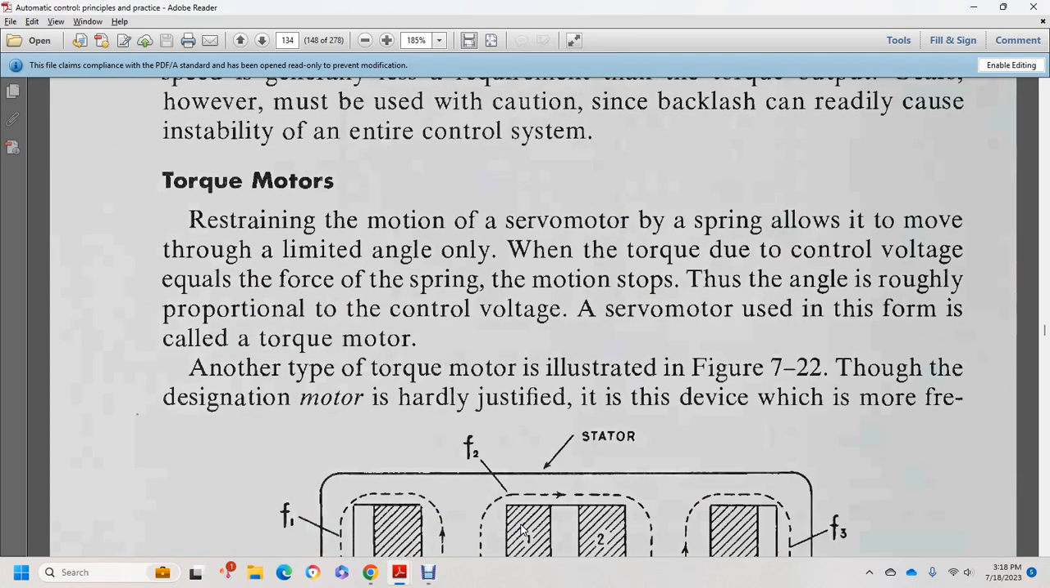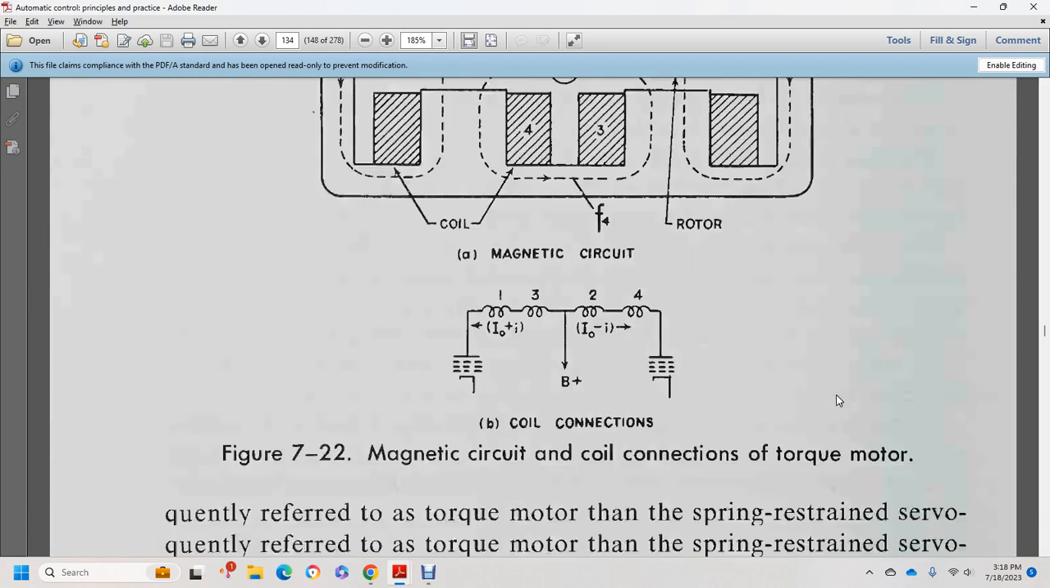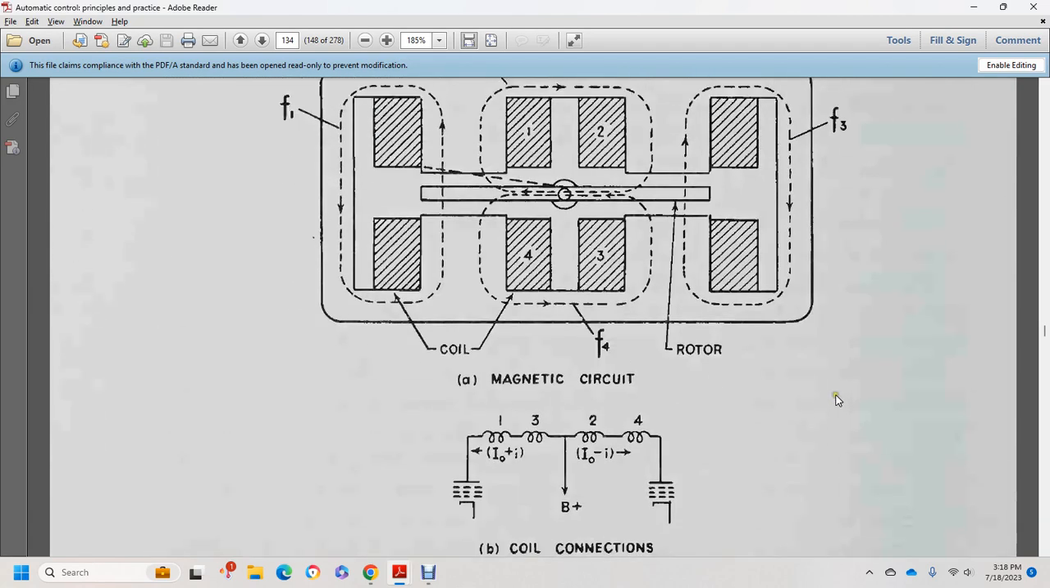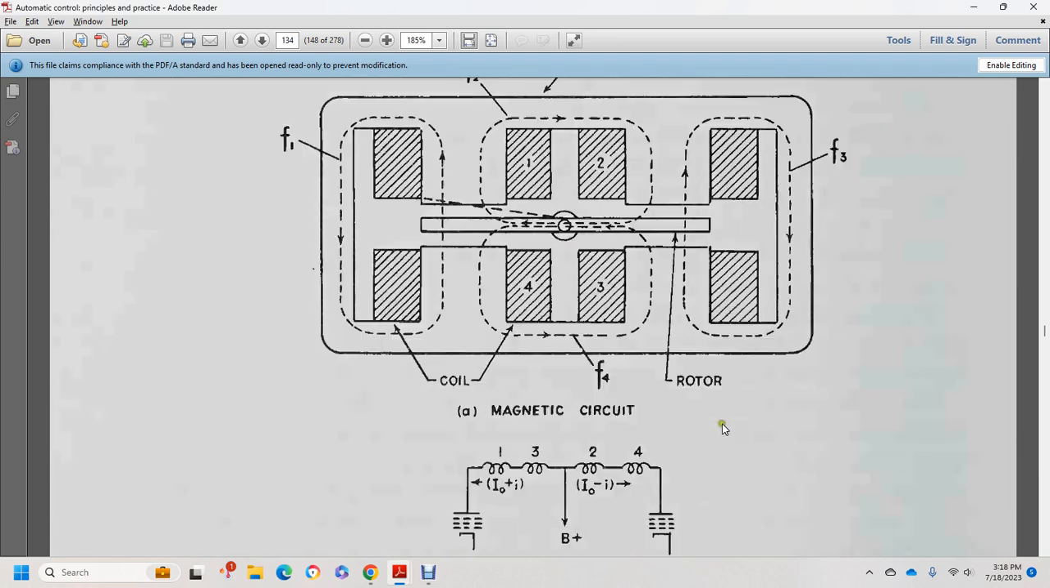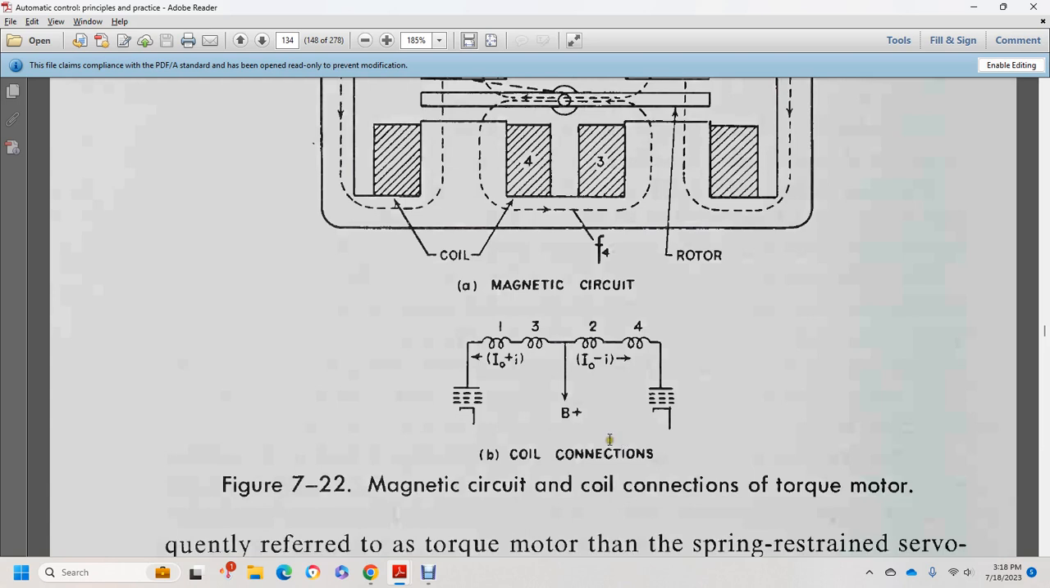With restraint on the motion of the servo motor, springs allow the rotor to move through a limited angle only, and when the torque due to the control voltage equals the force of the spring, the motion stops. Thus the angle is roughly proportional to the control voltage. A servo motor used in this form is called a torque motor. Another type of torque motor is illustrated in figure 722. It shows the magnetic circuit stator with the coil connections.